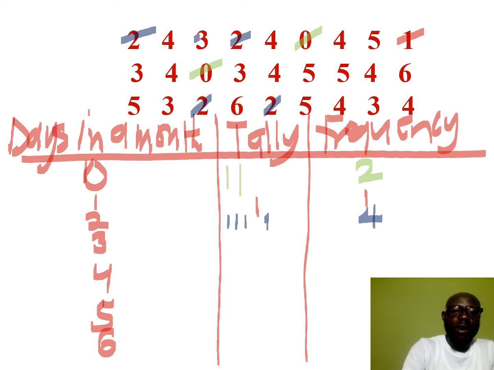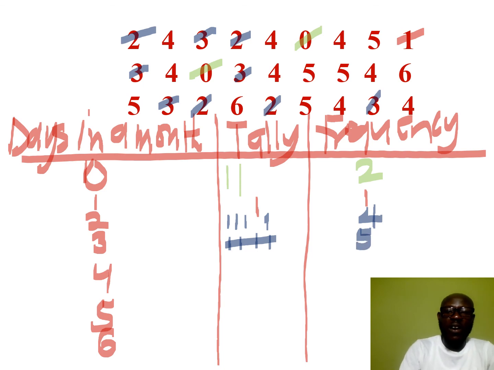3, you have 1, so you record here, 2, you record, 3, you record, 4, you record, 5, you cross it. So the frequency for 3 is 5. Let's move on to the frequency for 4.